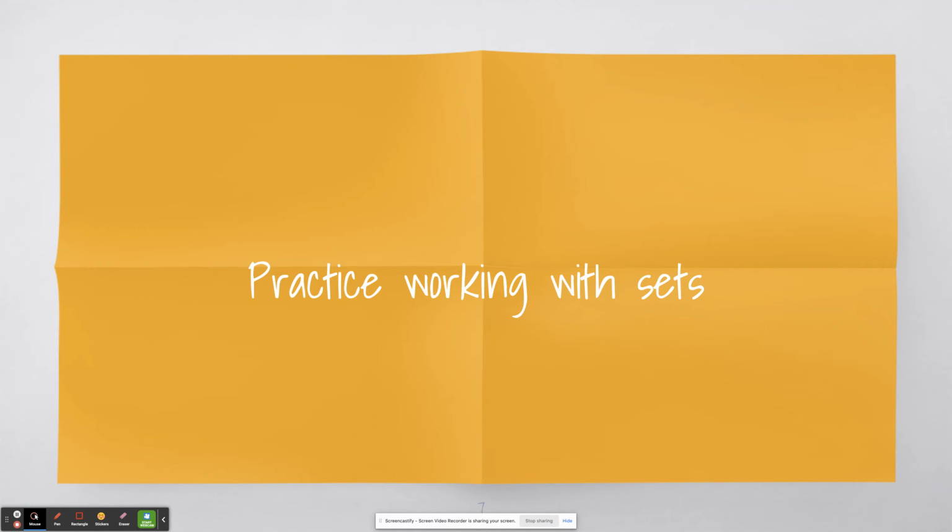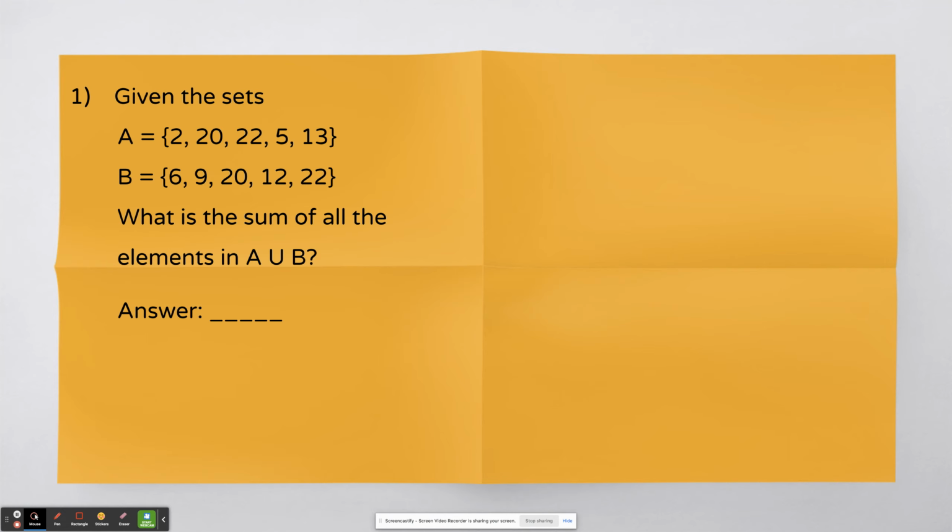Let's get some practice working with sets. We have set A and set B. Both sets have 5 elements in them. We're asking for the sum of all elements in A union B. To solve this problem, we really want to think about A union B.